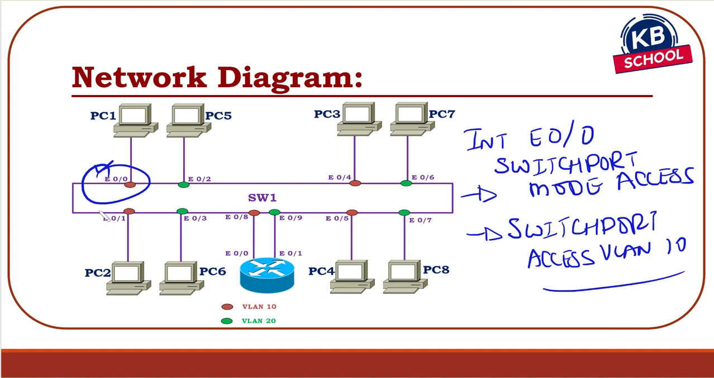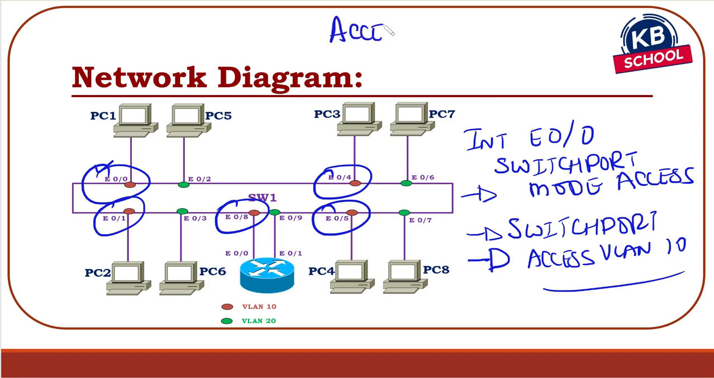I'll do the same thing on 0/1, on 4, 5, and the 8 port. I'll specify that the VLAN ID for these particular ports is VLAN 10. And when you assign a particular port to a specific VLAN, on that port you can only have one VLAN. That type of port is known as an access port, hence the command switchport mode access.